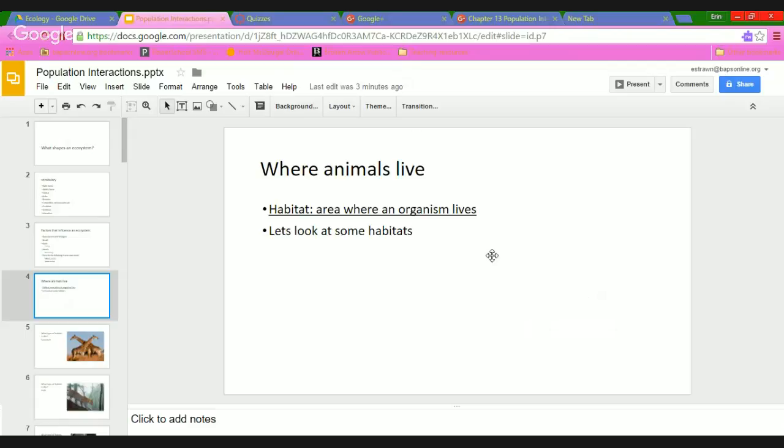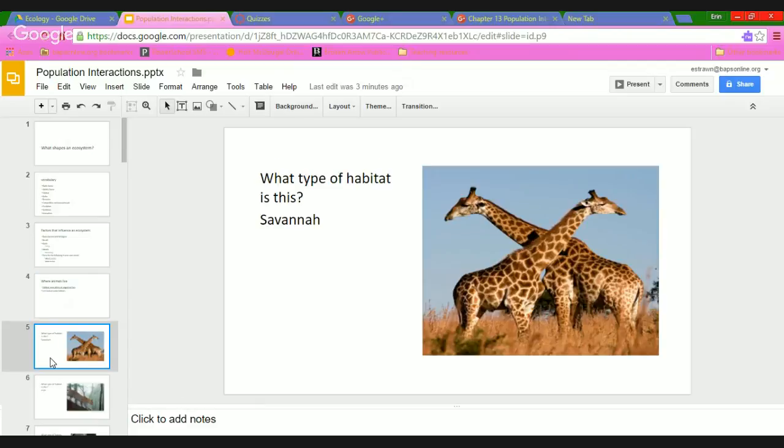Okay, so a habitat is an area where an organism lives, and we're going to look at some examples of some habitats here. So here's some giraffes, and they live in the African savanna. What's important to remember about a habitat is that a habitat can be occupied by more than one organism. So while giraffes live in the savanna, so do things like gazelles and lions and cheetahs and hyenas. These all live also in the African savanna.